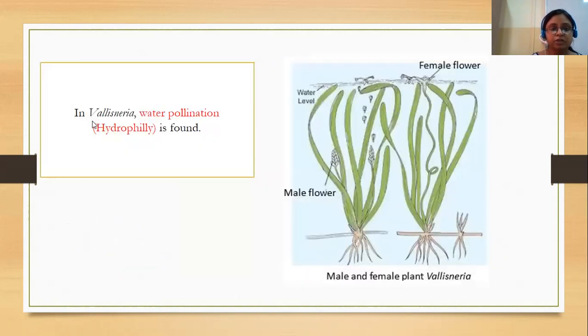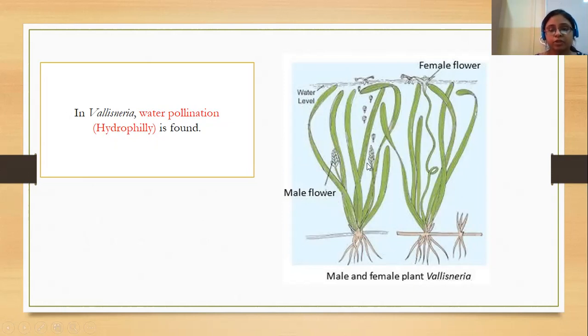Now, see, in this Vallisneria, water pollination is found. Water pollination is also called hydrophily. So here in this particular plant, what will happen at the time of sexual reproduction? So with the help of the water, actually the cross pollination takes place in this plant. And when the cross pollination takes place by the agency of the water, it is called water pollination or hydrophily. So what will happen at the time of the cross pollination in this plant?